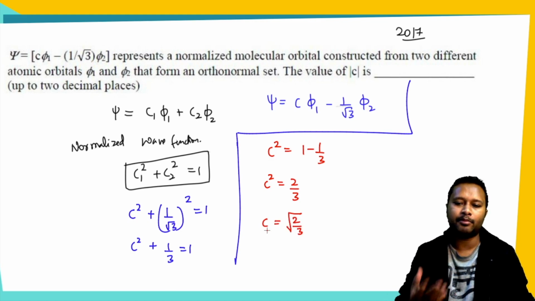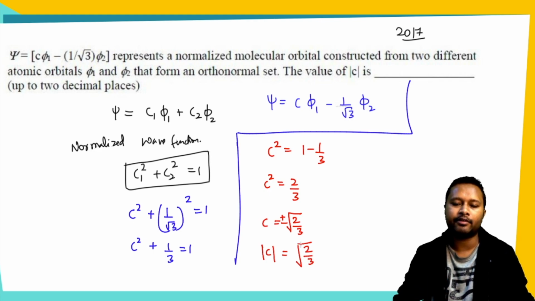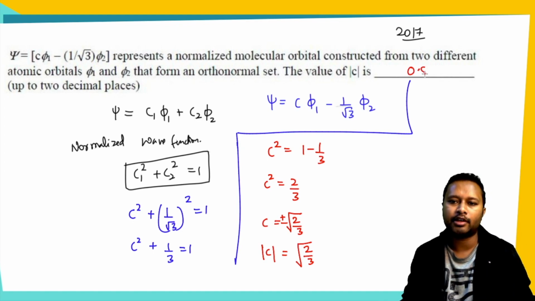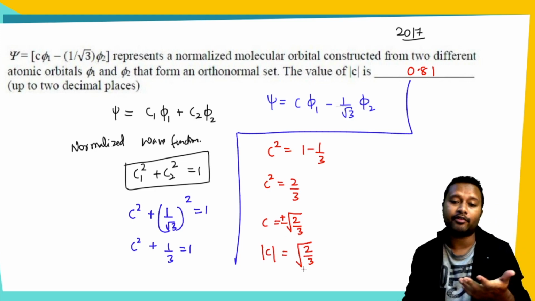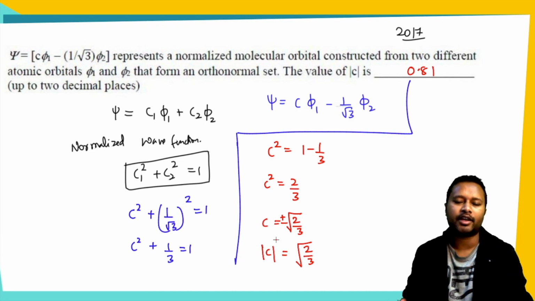So mod of c will be positive. This is going to give you a plus minus value, but since mod of c is asked, you just have to take the positive value. So under root 2 upon 3 is the positive value. The correct answer after calculation is going to be 0.81. Okay, so this is going to be the final answer after using your calculator to solve this. This is how the answer will come, and that's your correct answer.